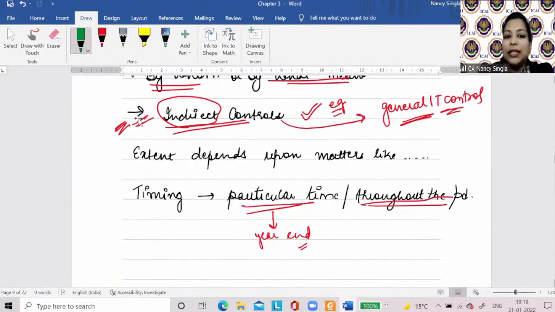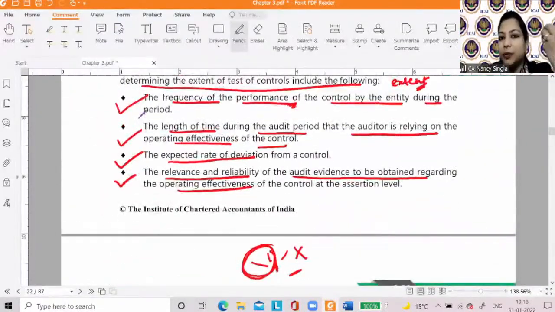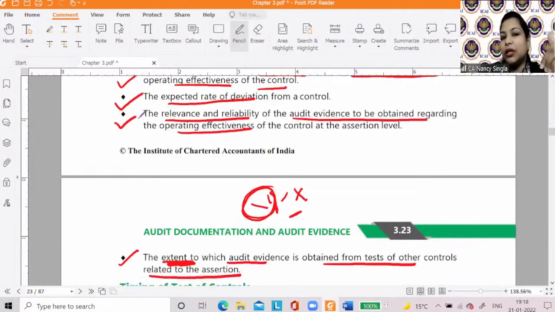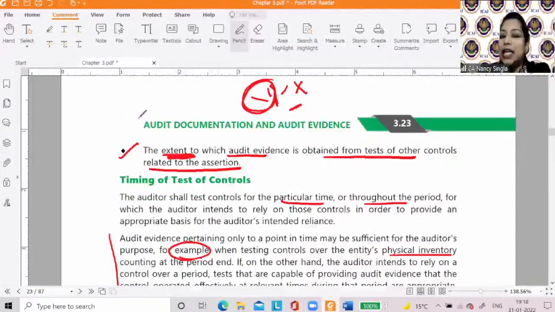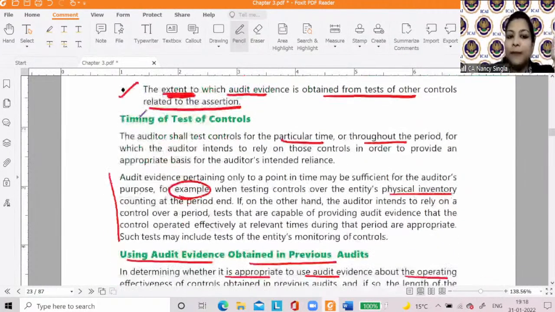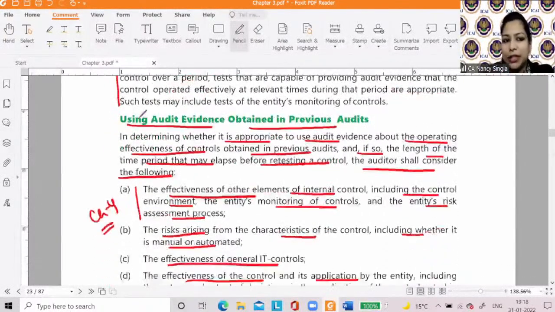What were those? The frequency with which the management is using the control, the length of time for which the auditor is relying, the expected rate of deviation from the control, the relevance and reliability of the audit evidence obtained with respect to operating effectiveness of control at assertion level, and the extent to which audit evidence has been obtained with respect to test of other controls for that particular assertion. Timing can be at a particular time or throughout the period. Example is physical inventory count that takes place at the end.